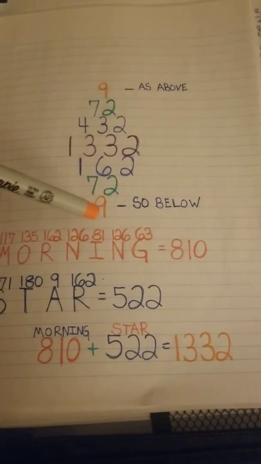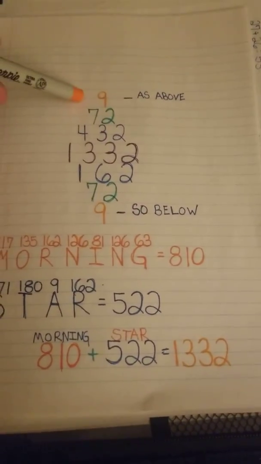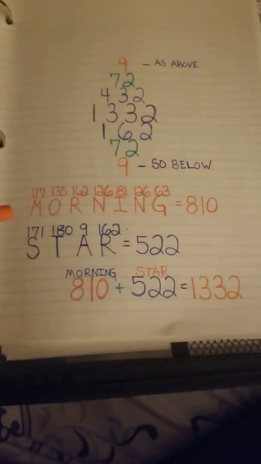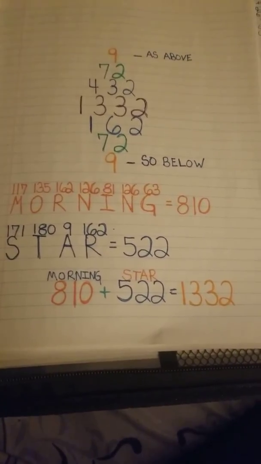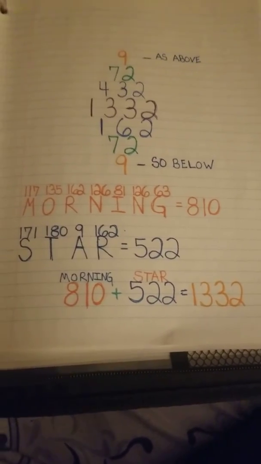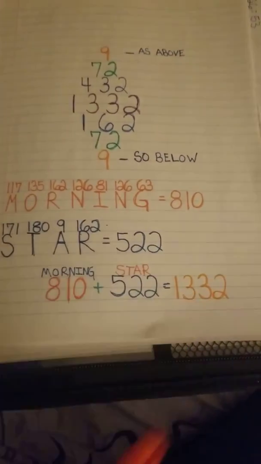It's pretty neat. So on the bottom you get your 9, and on the top you get your 9. So as above, so below. And as you can see right here, using your Gematria alphabet as the 9 times table, morning star equals 1332.